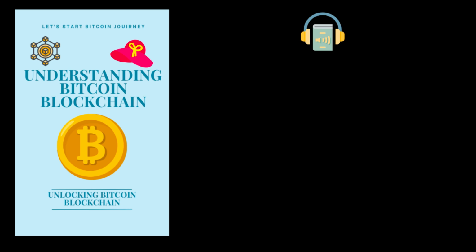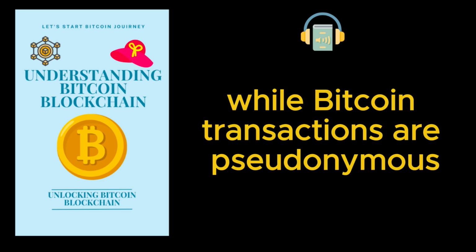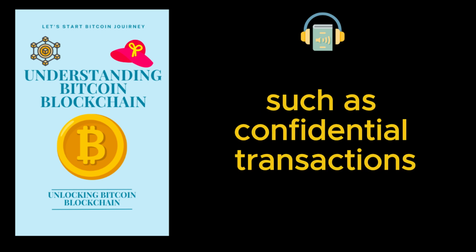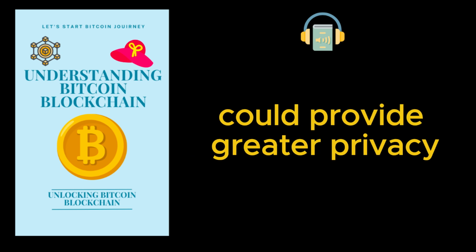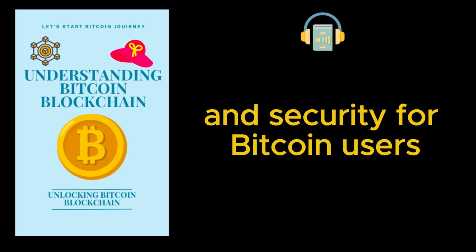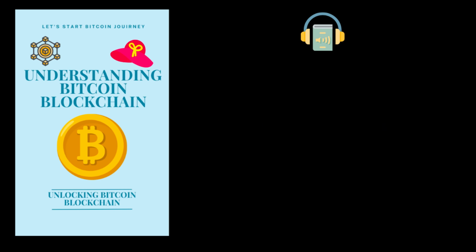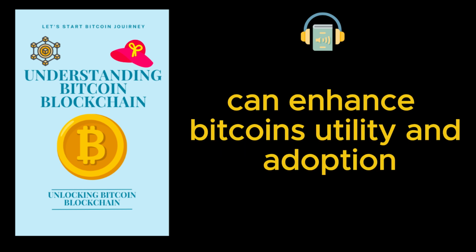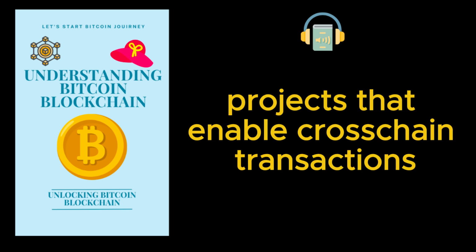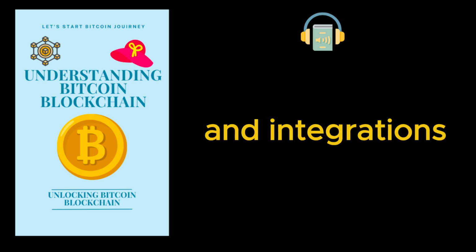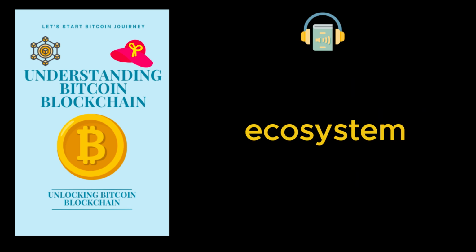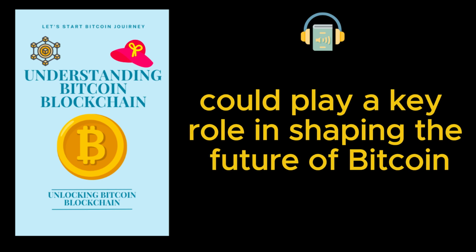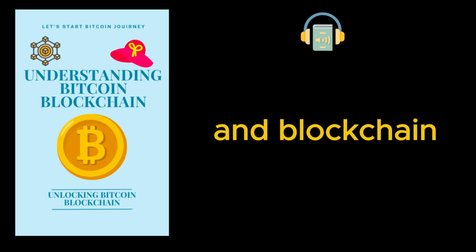Privacy improvements. While Bitcoin transactions are pseudonymous, there is ongoing research into enhancing privacy features. Innovations such as confidential transactions and zero-knowledge proofs could provide greater privacy and security for Bitcoin users. Interoperability. The ability to interact with other blockchains and traditional financial systems can enhance Bitcoin's utility and adoption. Projects that enable cross-chain transactions and integrations could pave the way for a more connected blockchain ecosystem. Decentralized governance. Decentralized governance models could play a key role in shaping the future of Bitcoin and blockchain.